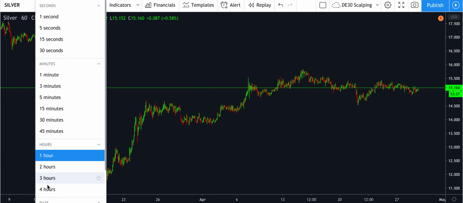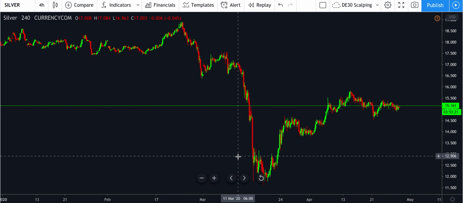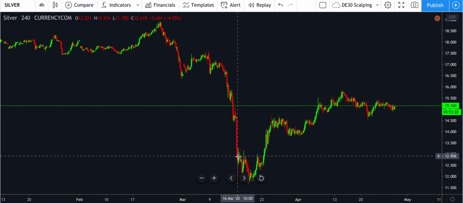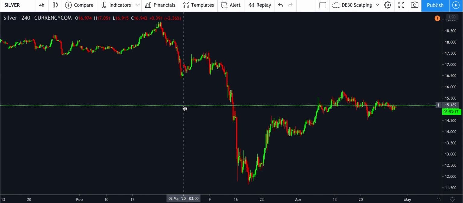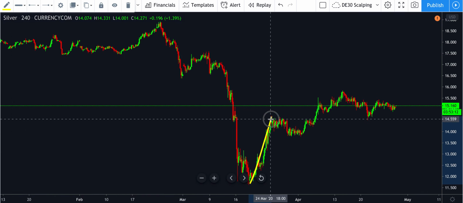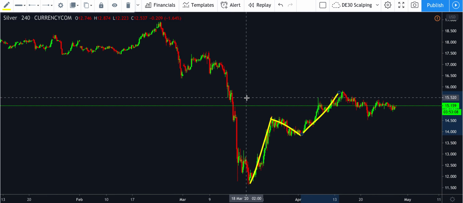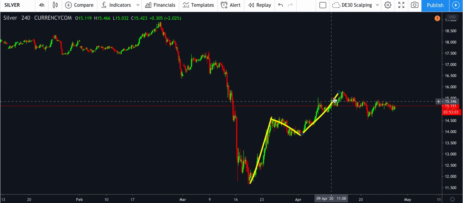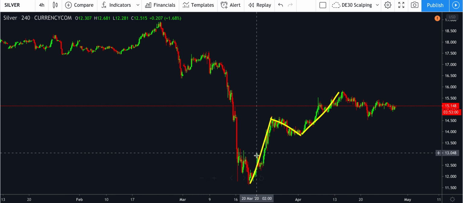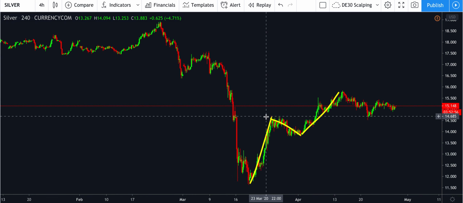Let's look at 4 hours. What do we have? On the 4 hour, we have a very different scenario, but we still have, and this is very important to note, an impulse and a correction. It looks more like a correction, like an ABC. So what do we have here?